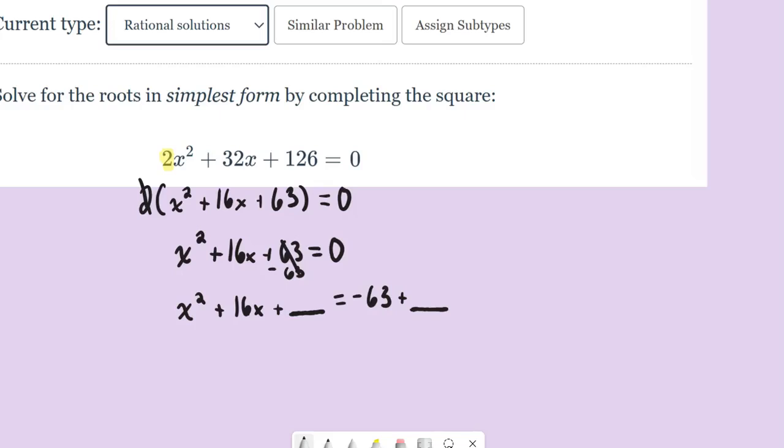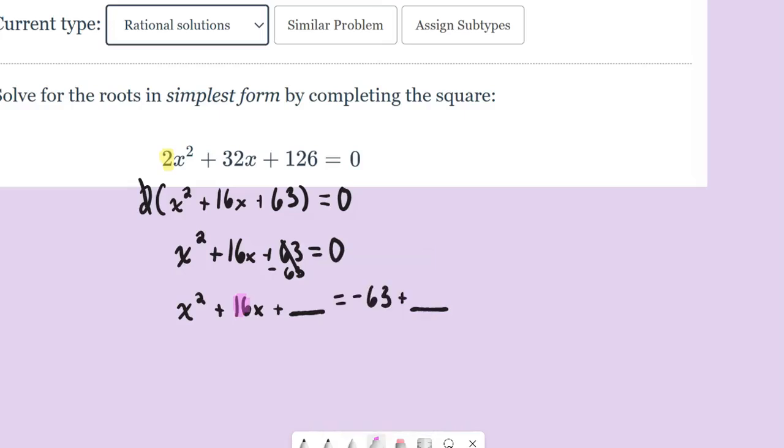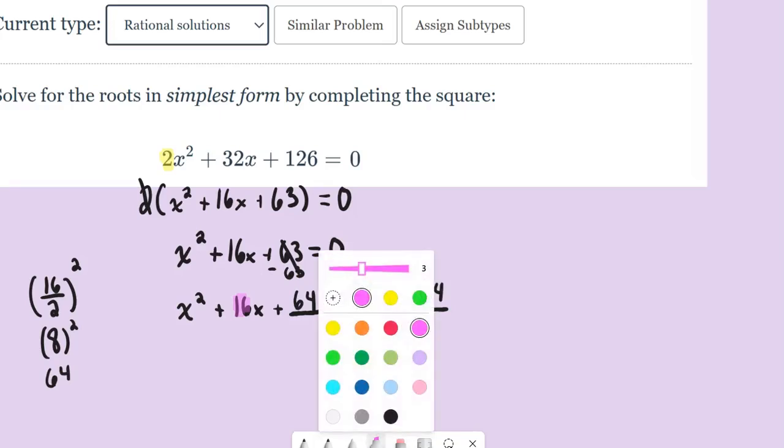So now we look at that b value. That b value is 16. That's huge, because that's the number we're going to use, 16, to find that missing constant. We're going to take 16 divided by 2, and we're going to square it. Well, that would be 8 squared, which will be 64. So that means the number here is 64. Now, I want to highlight that 8 because as we do more of these, that 8 is going to be really important.